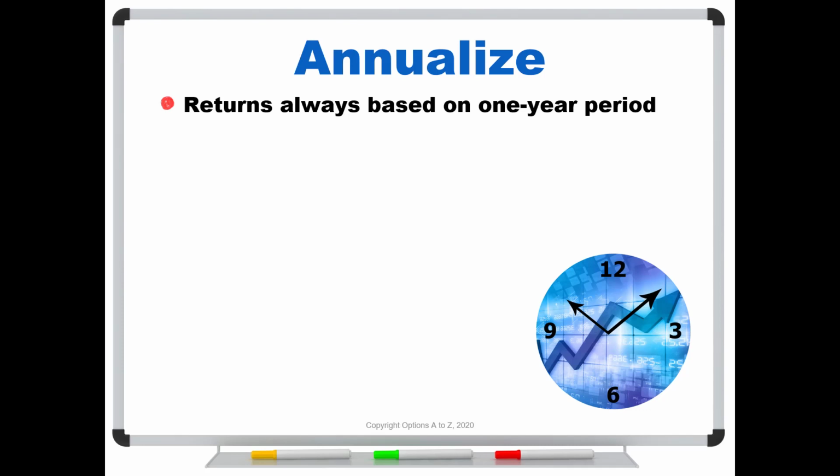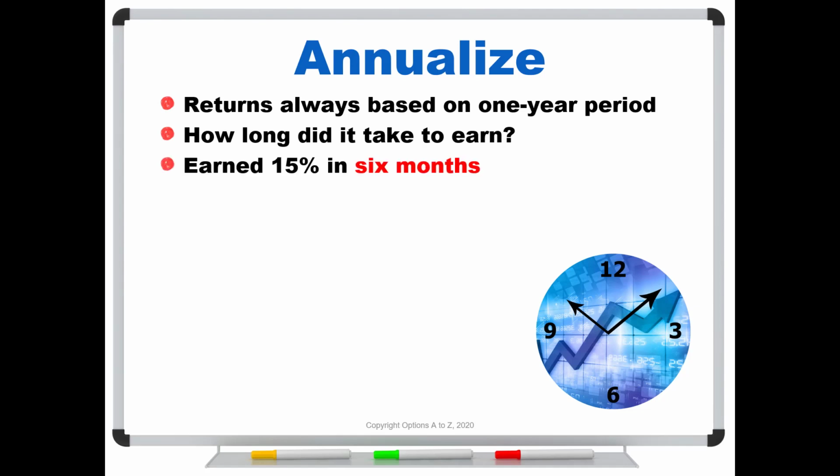And part of the reason that's done is so that people can make comparisons, right? If a bank says that it pays 5% for a CD and somebody else says that they pay 3%, but that's for a quarter, you're not making equal comparisons. So to do that, they always base it on a 1-year period. So again, what we're trying to figure out is how long did it take to earn this? That's important. So if you earned this 15% return in 6 months, that's not a year. And that means that 15% return is actually better.